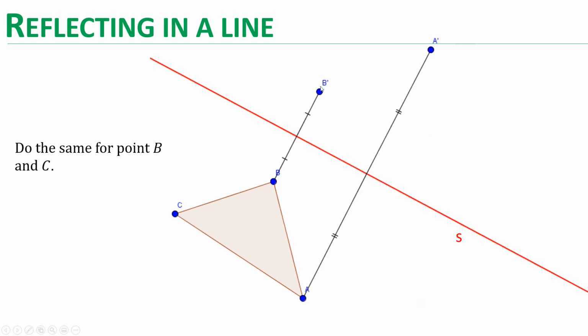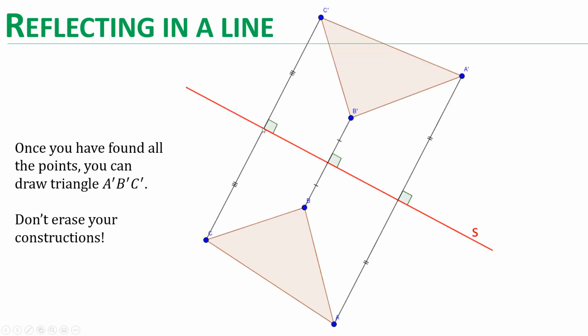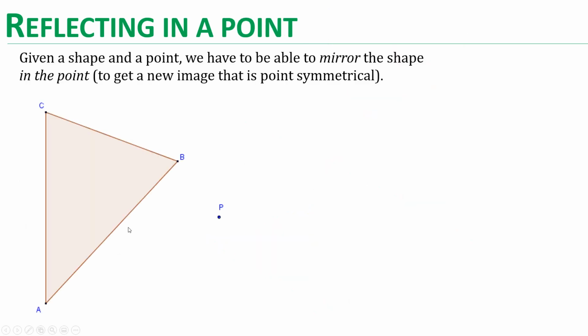So we mirror this. This is perpendicular to line S, and these two distances are the same. And this is perpendicular to line S, and these distances are the same. And of course, I show that in my drawing, and I show that these are perpendicular lines. And then once I have drawn all the images of the vertices, A prime, B prime, and C prime, I can draw the image of the entire triangle, leaving, of course, all the constructions that I used here to find the new vertices.